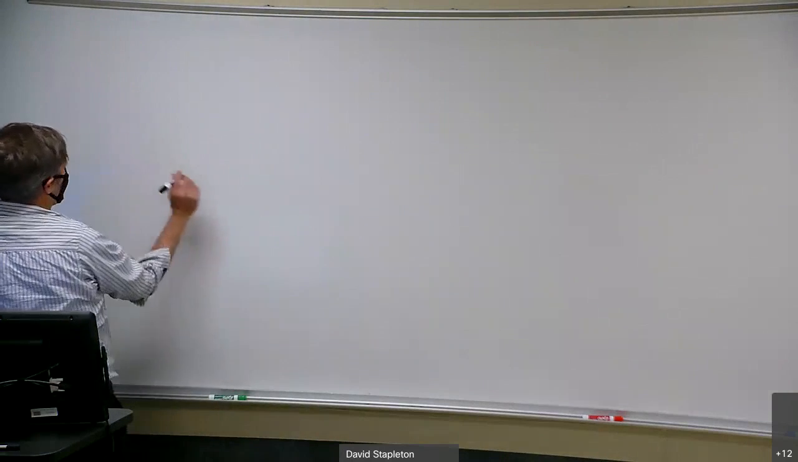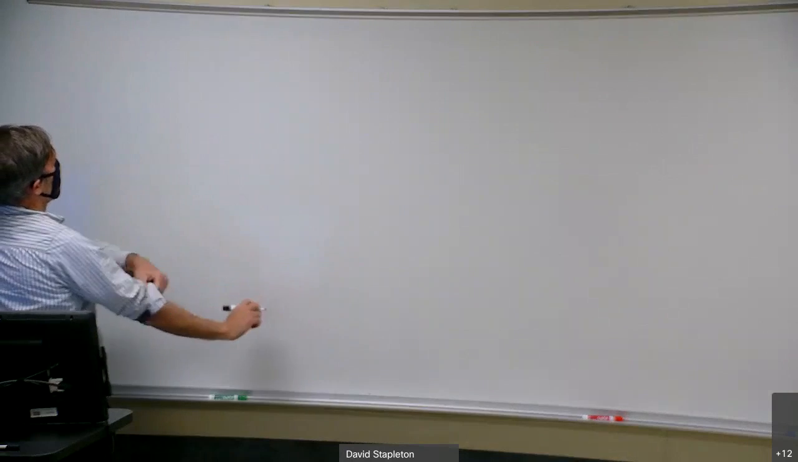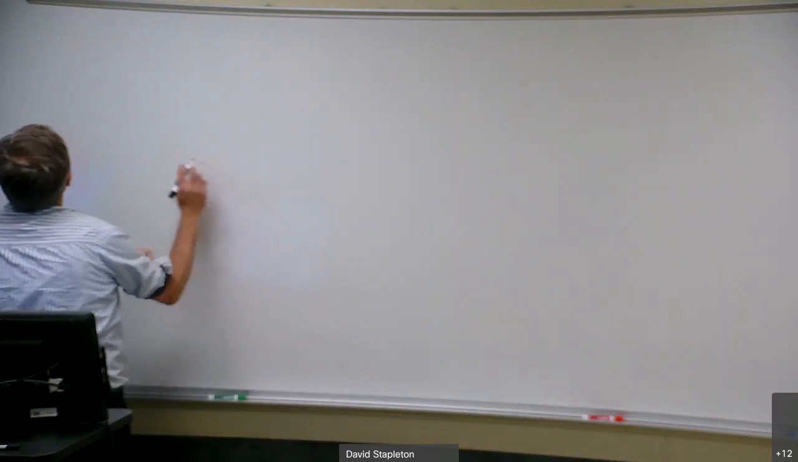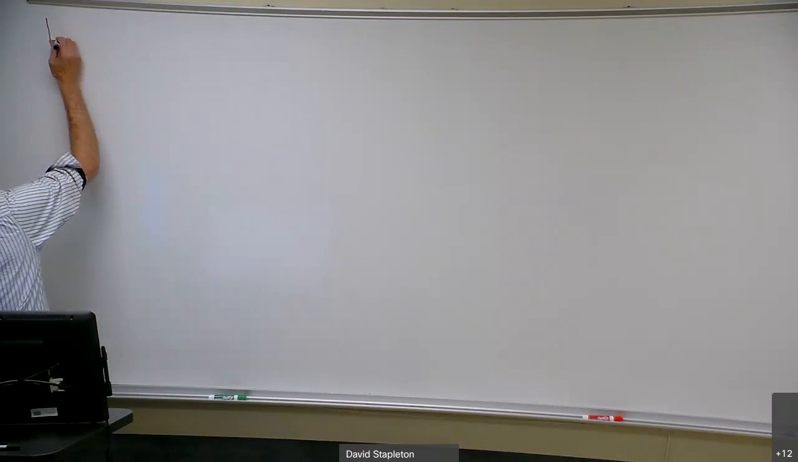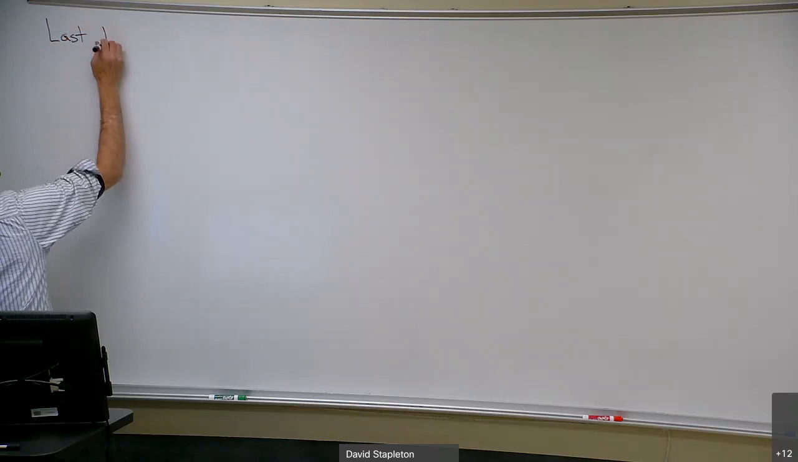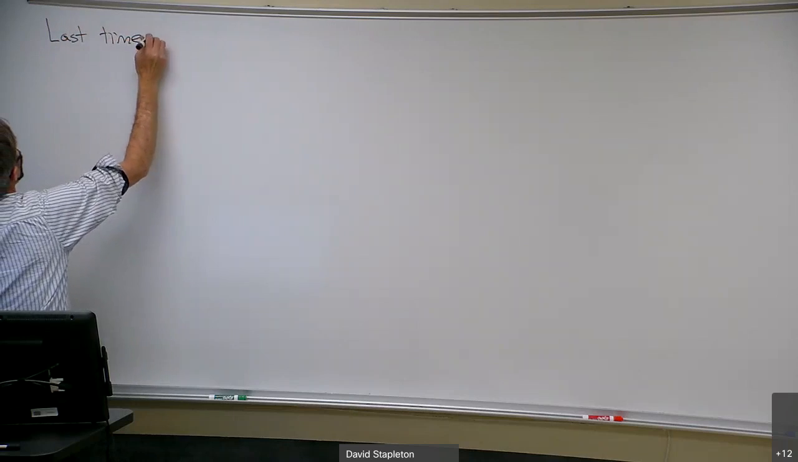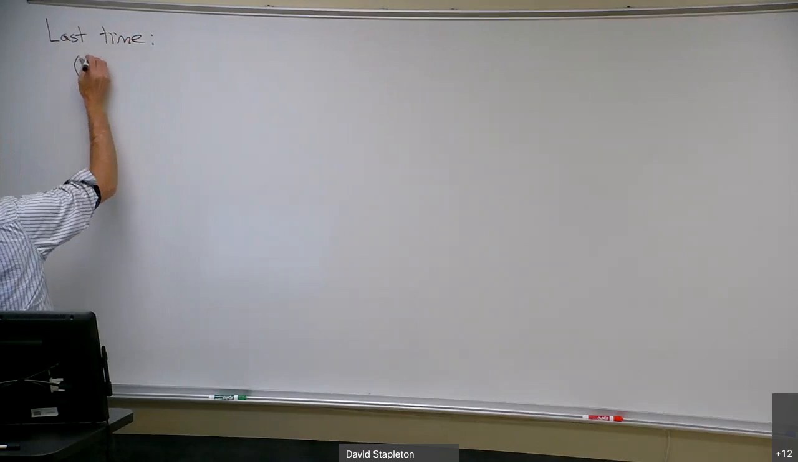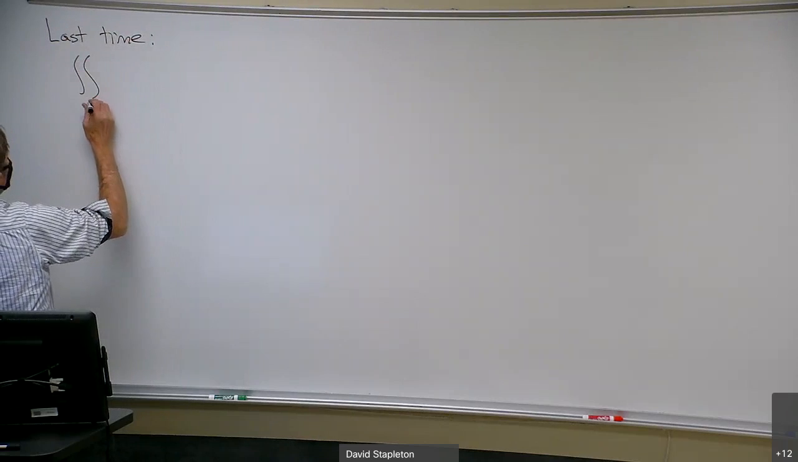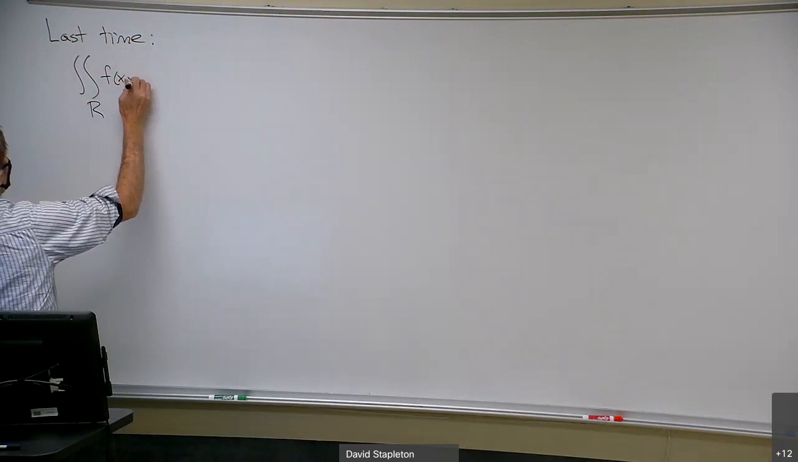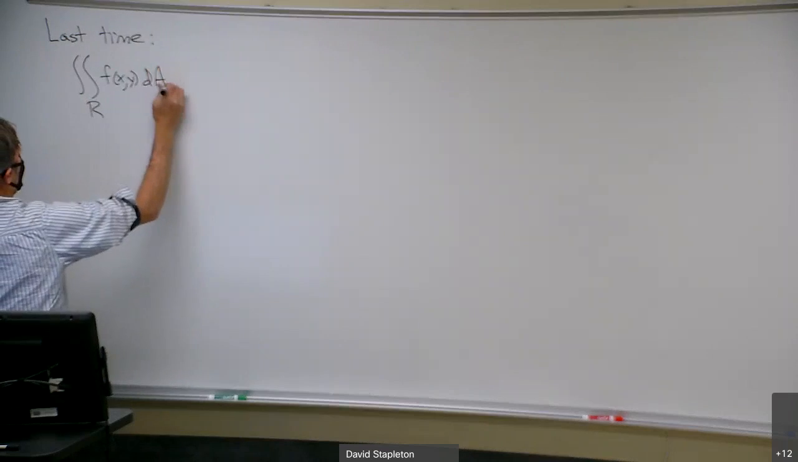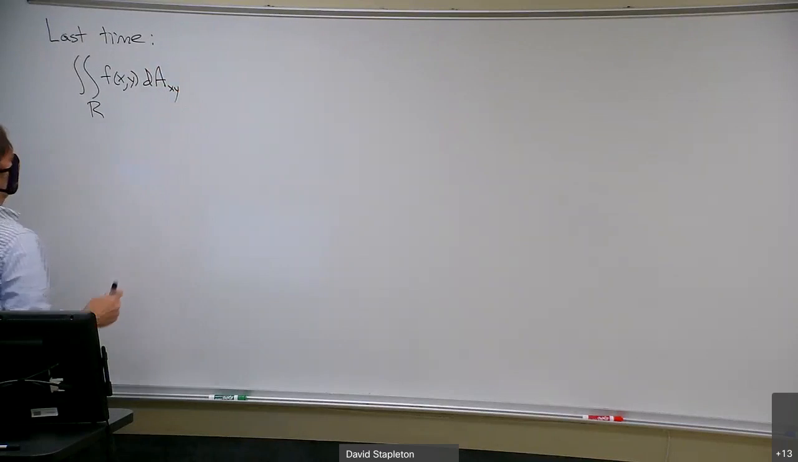Last time I wanted to make a couple more comments on the Jacobian to finish up, since we didn't quite finish. We had over a nice region a double integral of some function f of x, y, dA, where you're adding up little rectangular boxes in x, y space, all this is like dx dy.